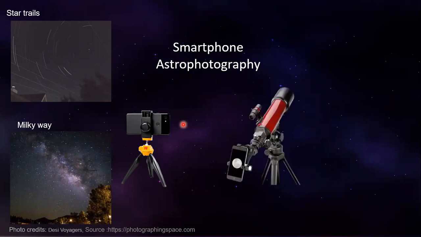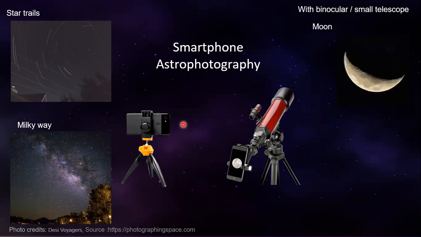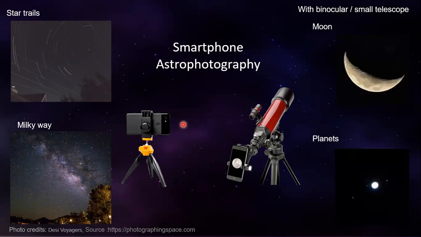On the other hand, if you have a telescope or a binocular, you can use an adapter to attach your smartphone to it and take pictures of the moon and planets. You can get quite reasonably good pictures of the moon with this setup. You can also see the moons of Jupiter with this setup.